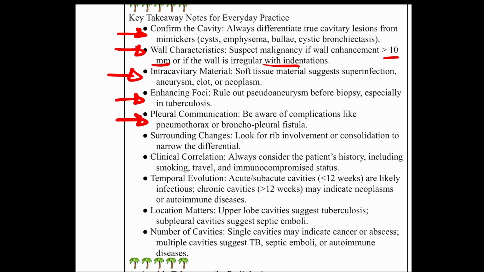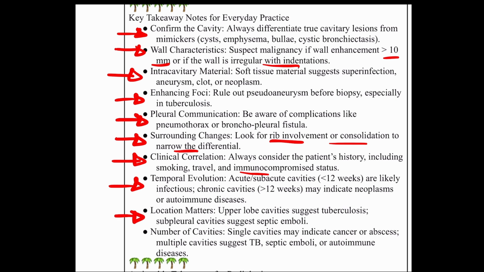Look for any enhancing focus to rule out pseudoaneurysm before biopsy, especially in tuberculosis. Look for any pleural communication. Be aware of complications like pneumothorax or bronchopleural fistula. Search for any surrounding changes. Look, for example, for rib involvement or consolidation to narrow the differential. Always correlate with the clinical history of the patient, including smoking, travel, and immunocompromised status. Assess temporal evolution, because the differential diagnosis of acute cavities less than 12 weeks will differ from the differential diagnosis of chronic cavities more than 12 weeks.